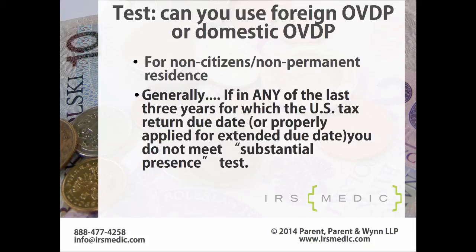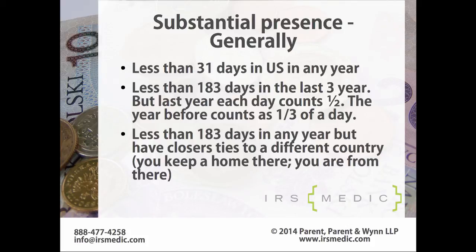Now let's say you're not a U.S. citizen and you're a non-permanent resident. Generally, in any of the last 3 years, with the years measured by tax years, you do not meet the substantial presence test. Now what's confusing is that the substantial presence test can be a 3-year rule. So this is where it gets really confusing. To make it easy, let's just say hopefully you meet this. To make it really easy, if you're in the U.S. less than 31 days in any given year, measured by tax years over the last 3 years, you qualify.